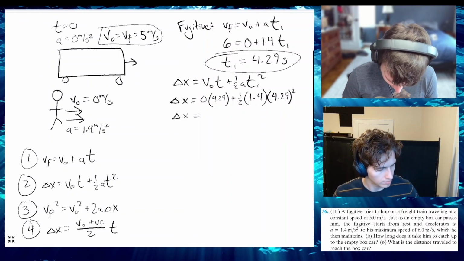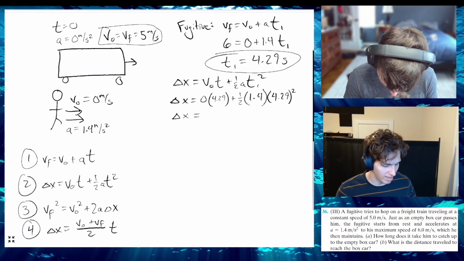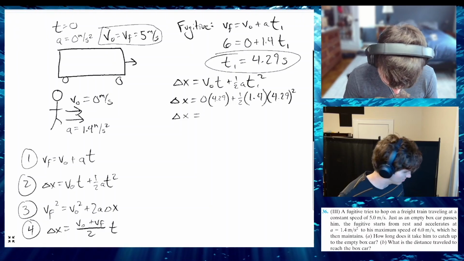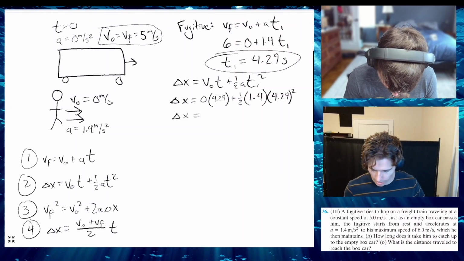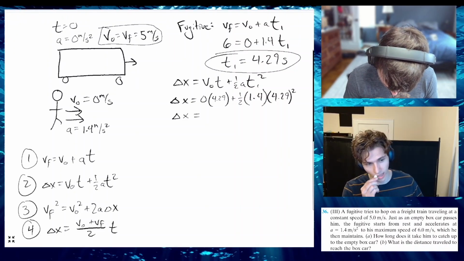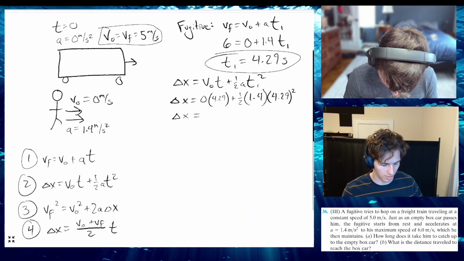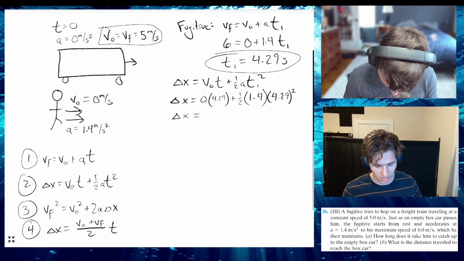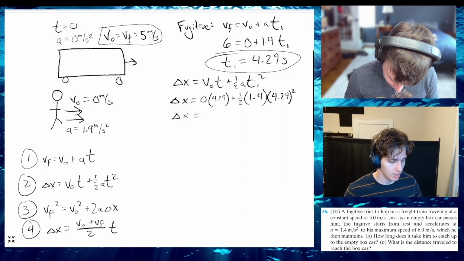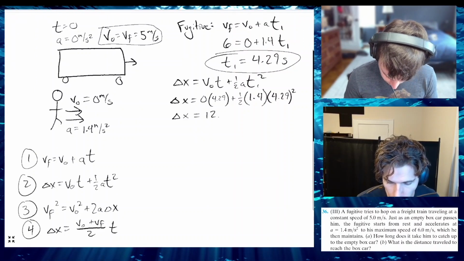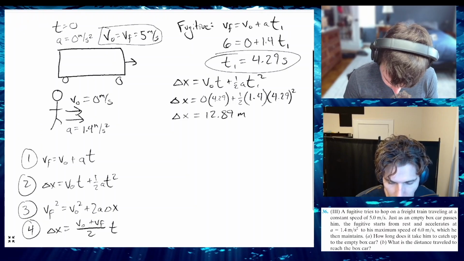Oh, I typed it in wrong. That's okay, that happens. I put in 1.0 instead of 1.4. I'll try that again. Gotcha. This is why we check. A lot of times I'll be doing problems and I'll get something wrong, and it's always just the silliest mistake. This time I got 12.89. That's what I get. So 12.89 meters.